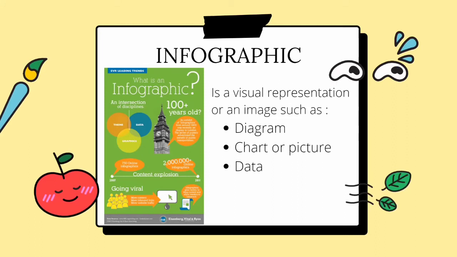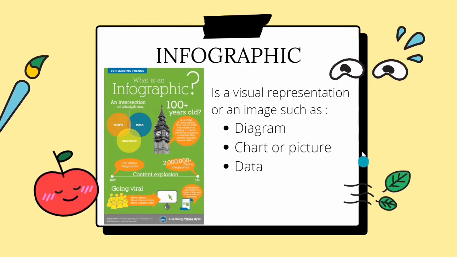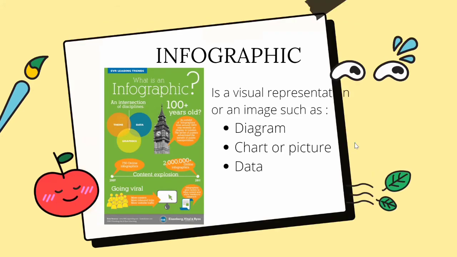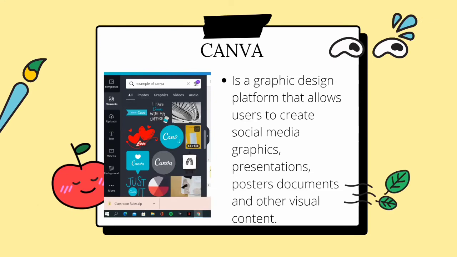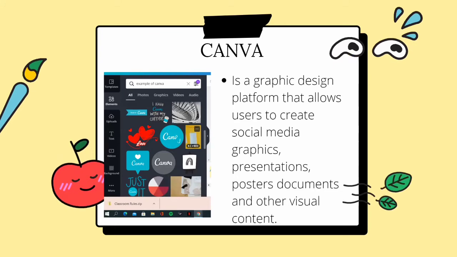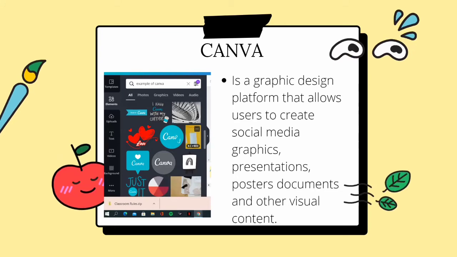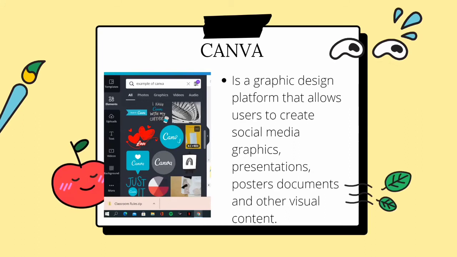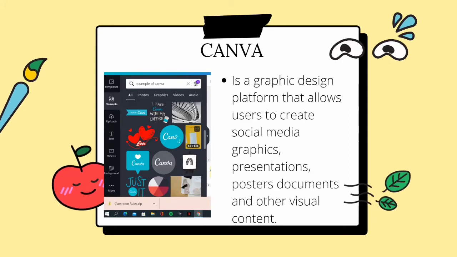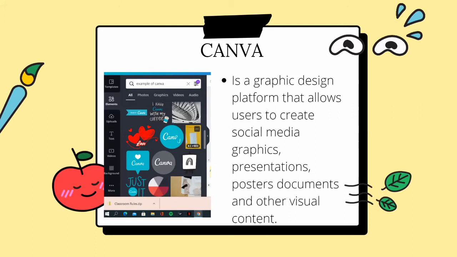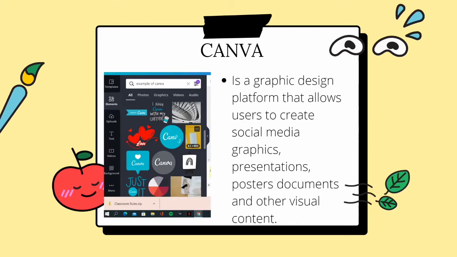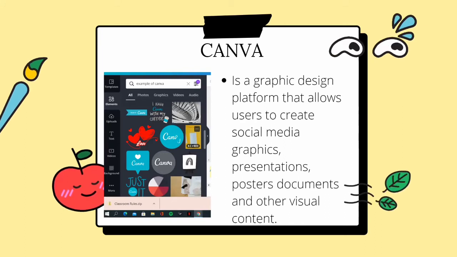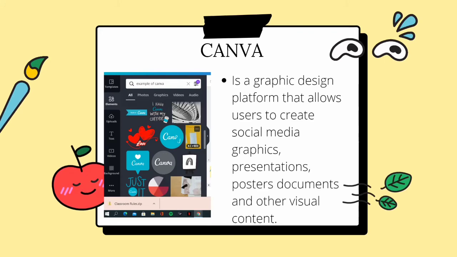So what are the tools that can be used in creating infographics? One tool that can be used in creating infographics is Canva. So what is Canva? Canva is a graphic design platform that allows users to create social media graphics, presentations, posters, documents, and other visual content. As you can see in the pictures, there are plenty of templates or designs that we can use in order to make an infographic design.